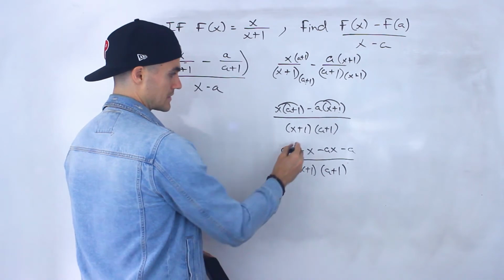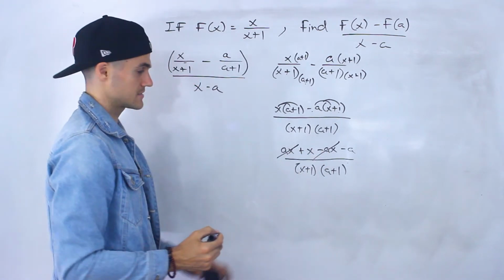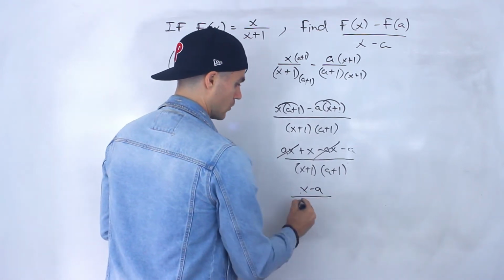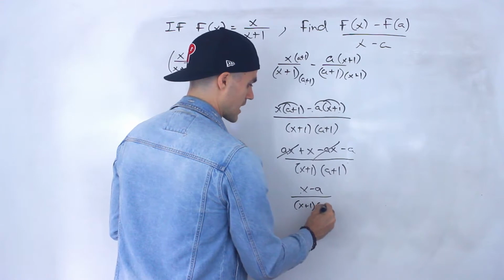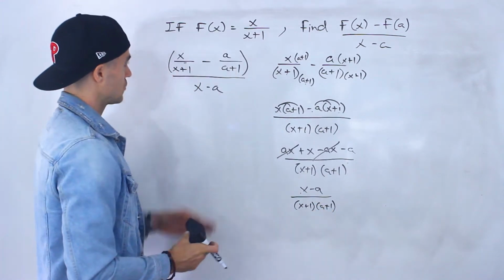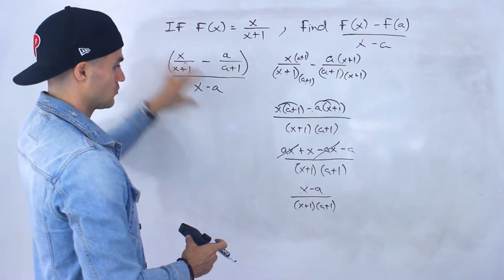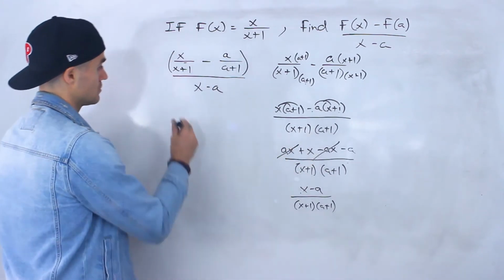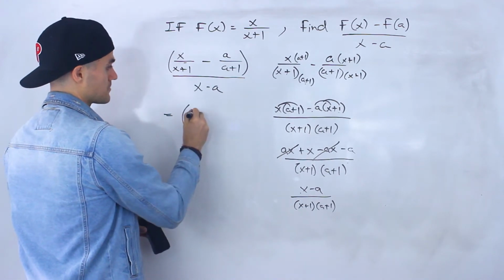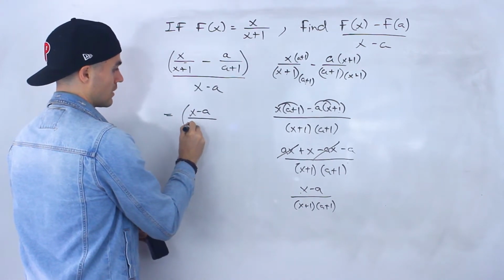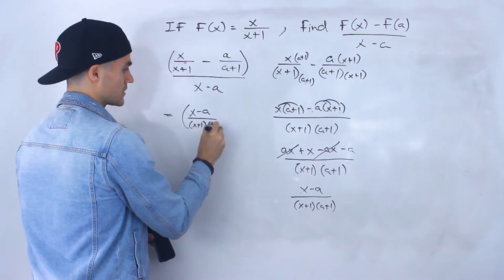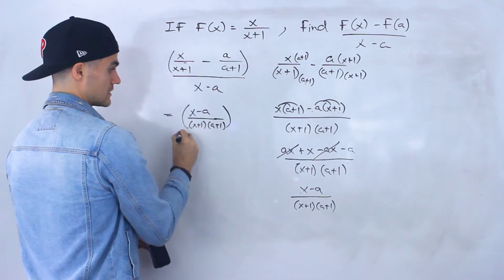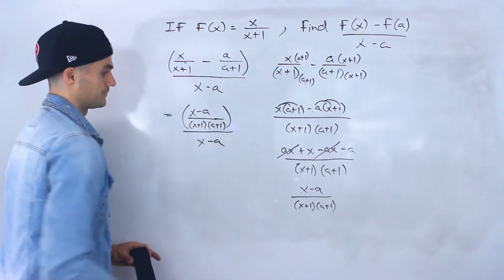And then notice what happens, that ax and this ax cancel out. Ax minus ax nets out to 0. So we end up having x minus a over x plus 1 times a plus 1. So this bracket here in the numerator simplifies to this expression. Notice we now have one fraction. So we would rewrite this as x minus a over x plus 1 times a plus 1, and we're going to be dividing all of that by x minus a.